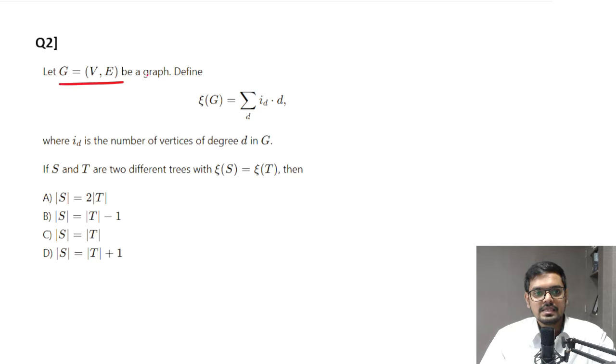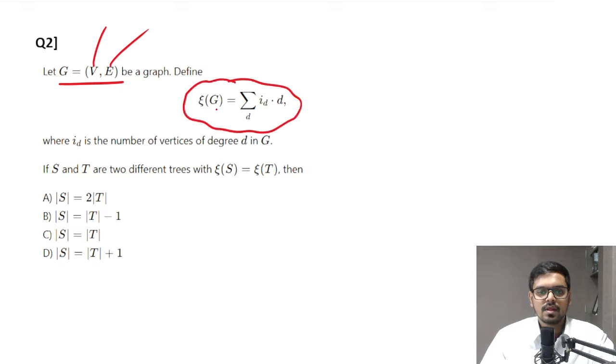Here they are saying G is equal to (V, E). V is the vertex set, E is the edge set, a graph defined like this. So psi of G is equal to summation i_d into d. What is i_d? i_d is the number of vertices of degree d in G. If S and T are two different trees with psi of S equal to psi of T, then which of the following options is correct?